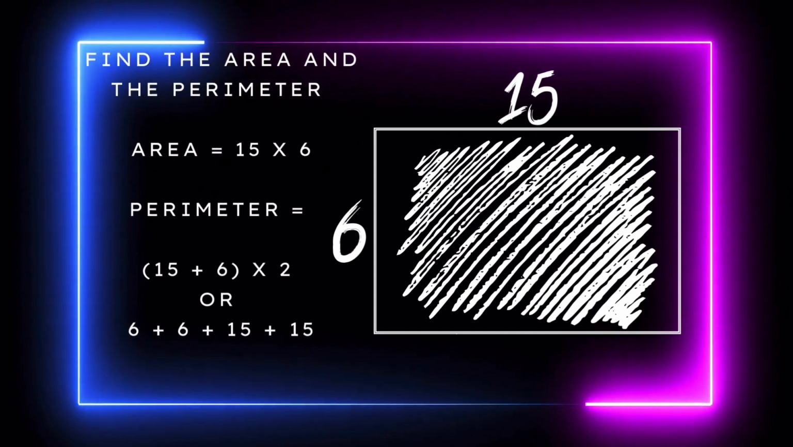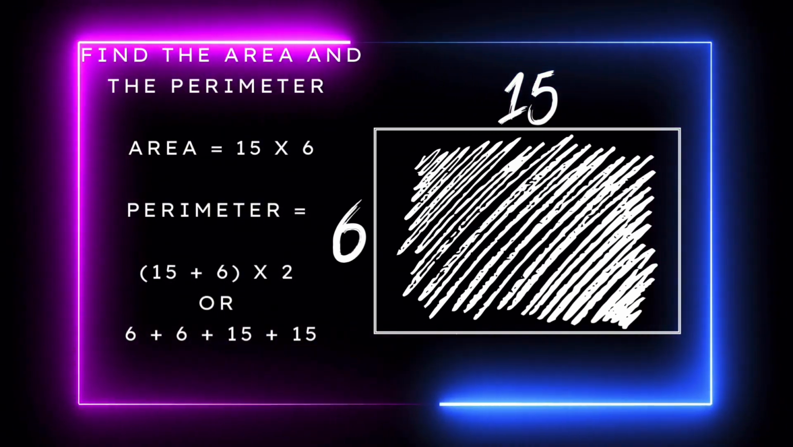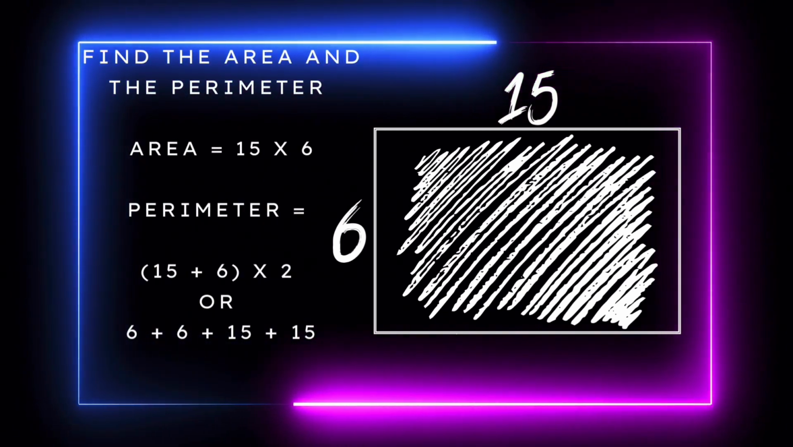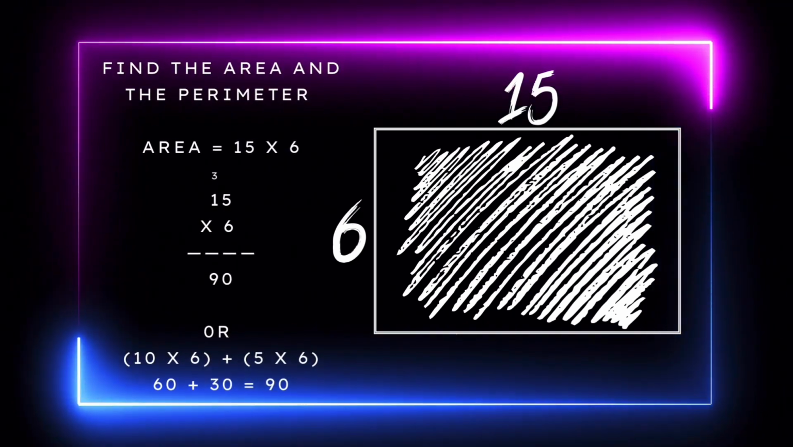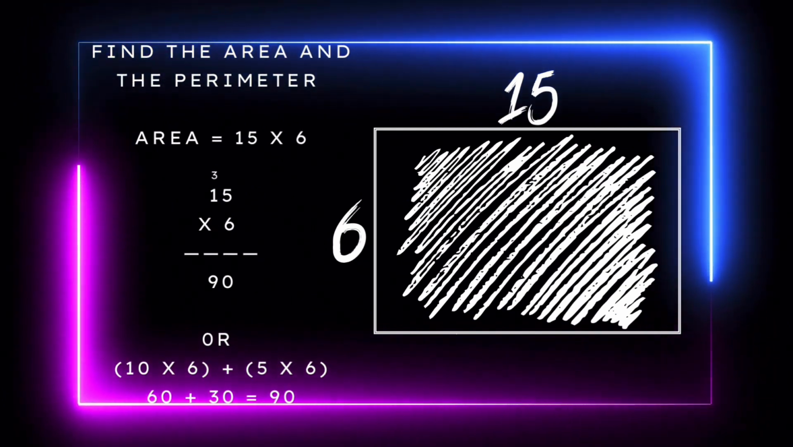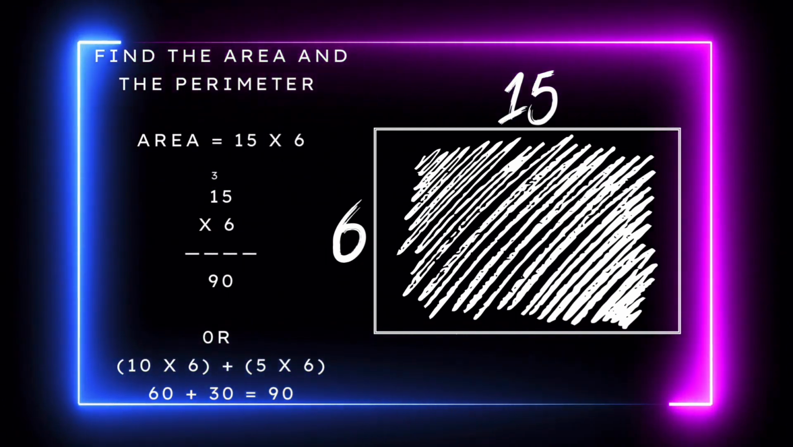Well, our area is 15 times 6, and our perimeter is 15 plus 6 times 2, or 6 plus 6 plus 15 plus 15. So to solve 15 times 6, it's 6 times 5 is 30. Put the 0 down and carry the 3. 6 times 1 is 6 plus 3 equals 9, so 90.